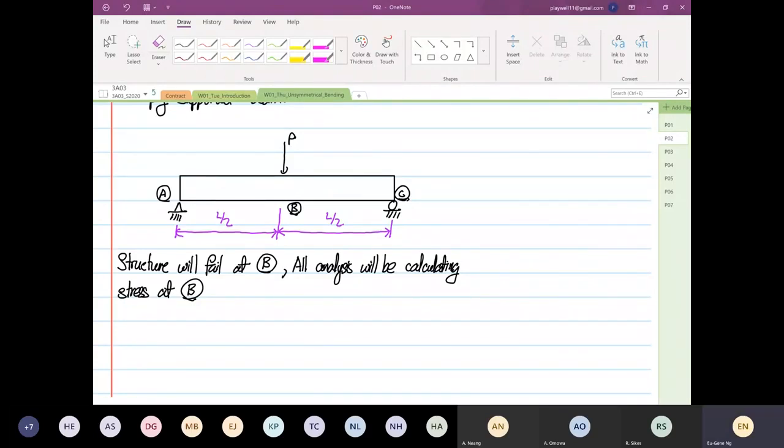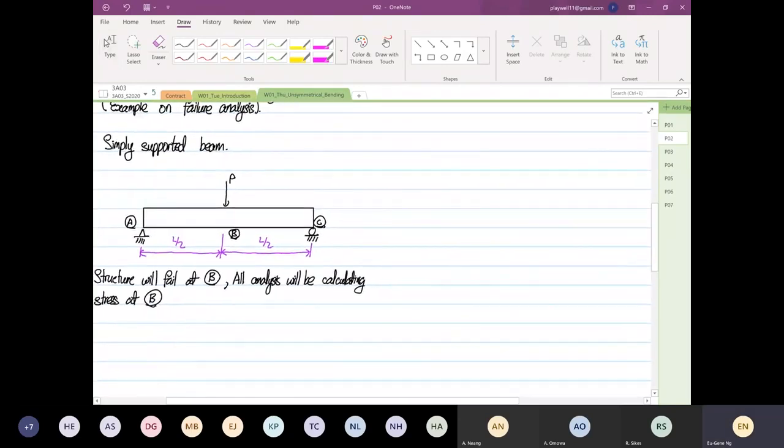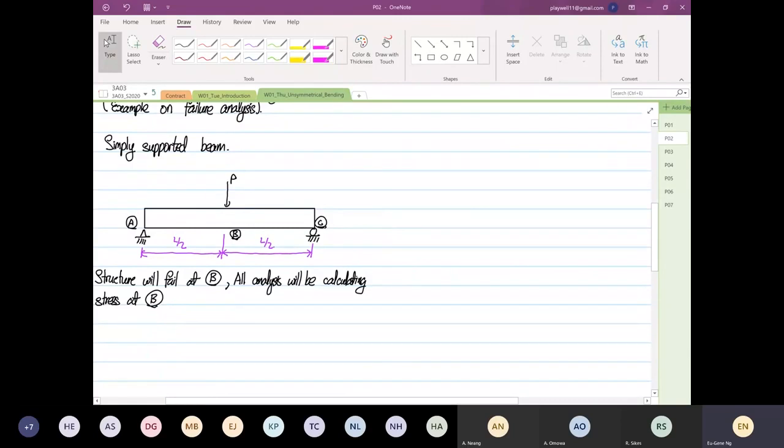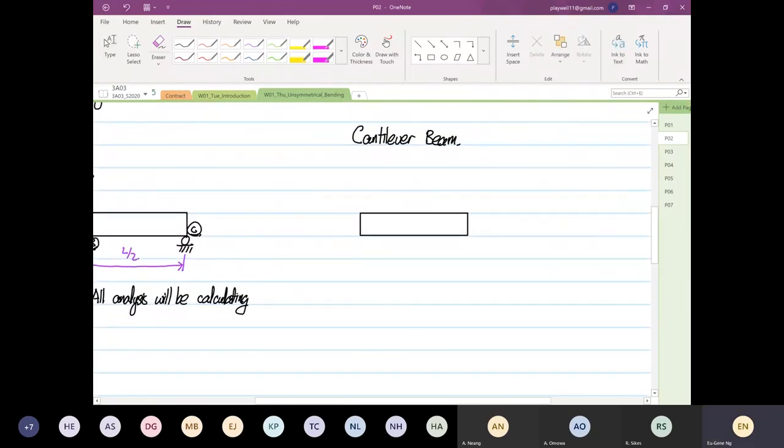Okay, now I'm going to draw a cantilever beam. So we know the structure will fail at point B. Then I would like to draw a cantilever beam now. Okay, so I'm going to construct a cantilever beam. I'm just going to look at half of it. So it's just half of it over here.